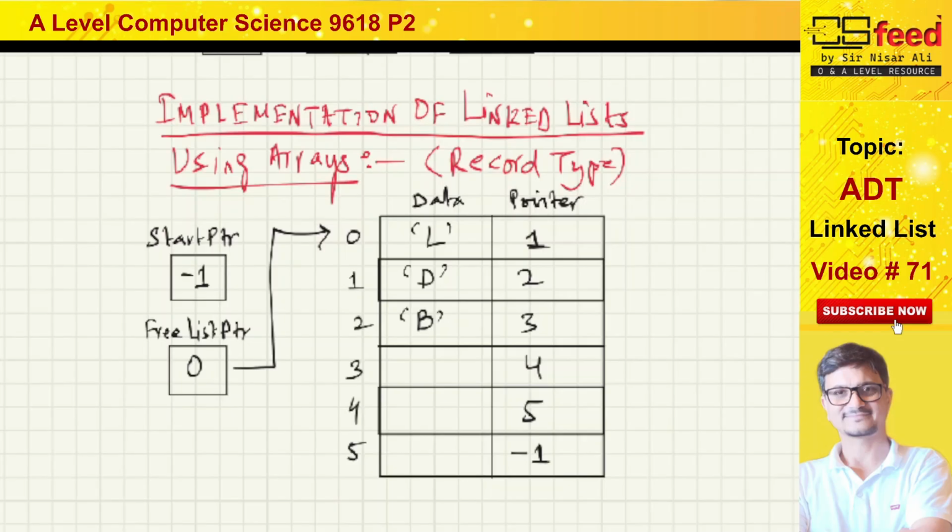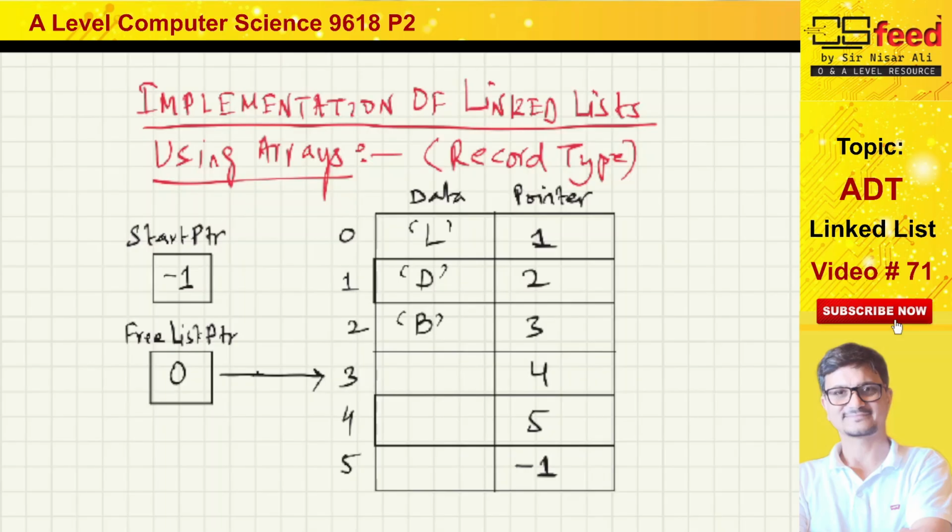Now the free list pointer is not going to point to 0. In this case, the free list pointer is going to point to 3, because its job is only to point to the next available node in the linked list. And the start pointer is going to point to the head, which is now 2. So basically the start pointer will point here. This is from where the linked list is starting.